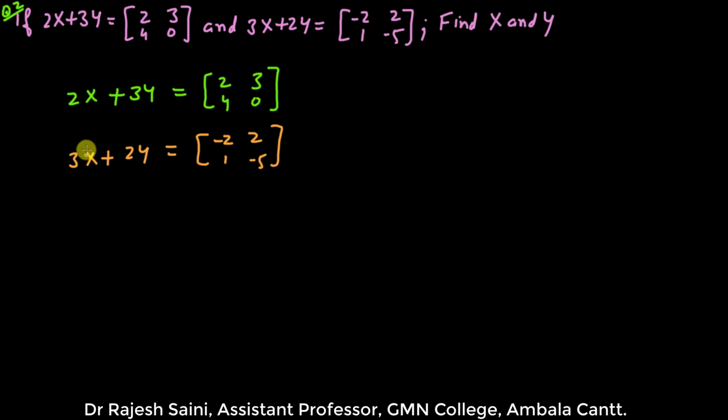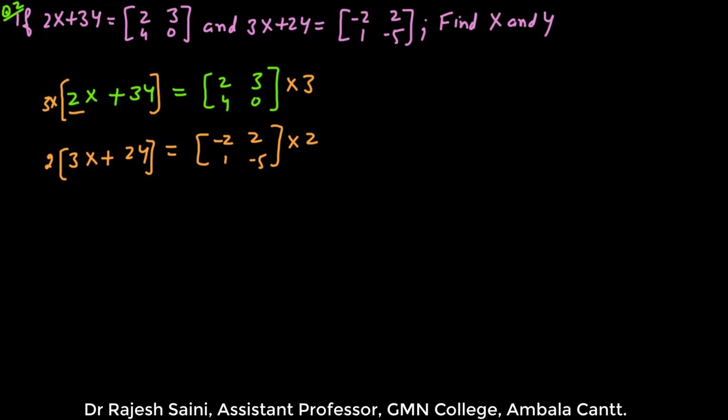Now we can simply add them or subtract them, but we will not get X and Y. So here what we do, we will make the coefficient of X the same in both the equations. So here is 2. If I multiply it with 3 throughout, and multiply the other equation by 2, this will make 6X, this will also make 6X, then we will subtract.